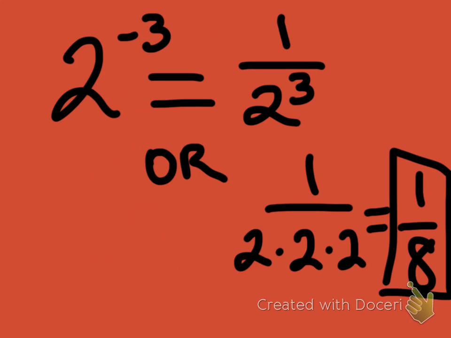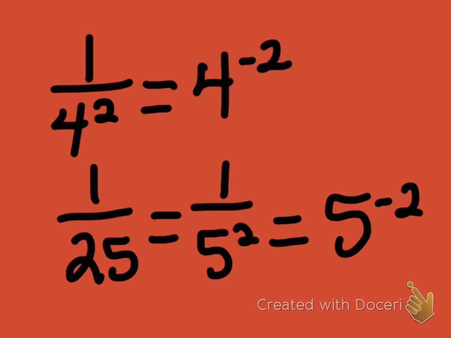Now looking at another example, for instance, if we have 2 to the negative third power, we end up with 1 over 2 to the third power. Or we can work that out and it becomes 1 over 2 times 2 times 2, which is 1 over 8.